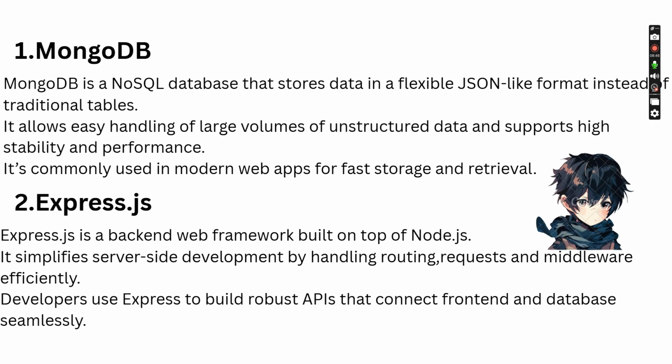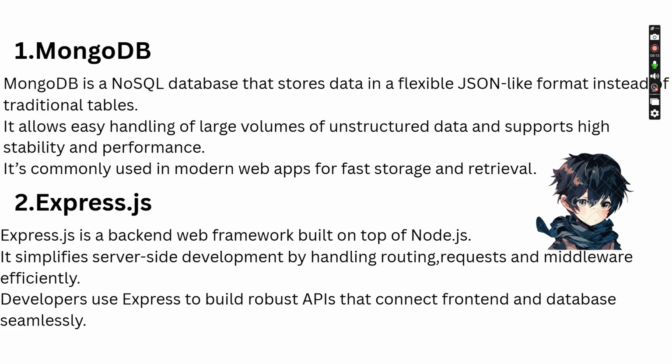And here comes the MERN stack. MongoDB. MongoDB is a NoSQL database that stores data in a flexible JSON-like format instead of traditional tables. It allows easy handling of large volumes of unstructured data and supports high scalability and performance. It's commonly used in modern apps for fast storage and retrieval.